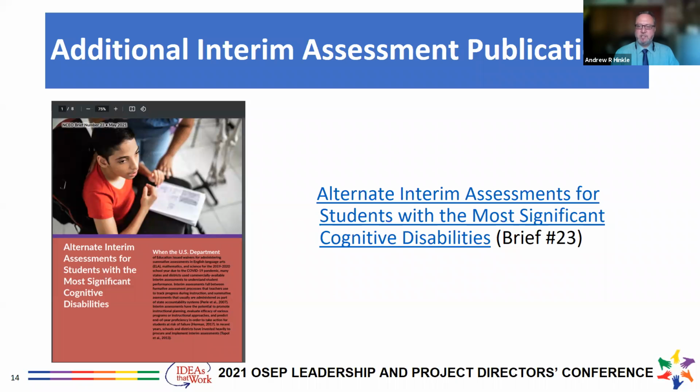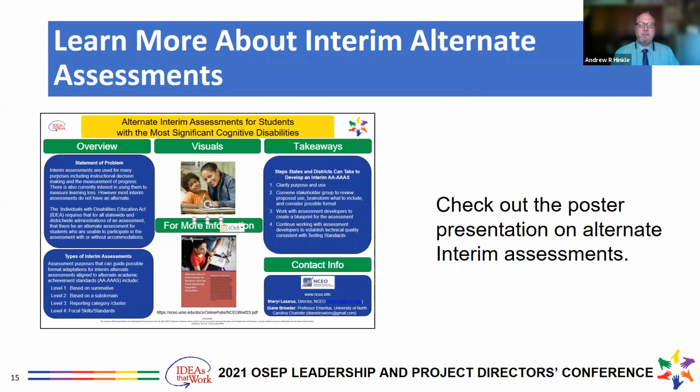This brief, developed with Diane Browder, offers preliminary guidance for the development of interim assessment options for students with the most significant cognitive disabilities. If you are interested in learning more about interim alternate assessments, Dr. Lazarus and Dr. Browder have a post-it presentation you can check out.